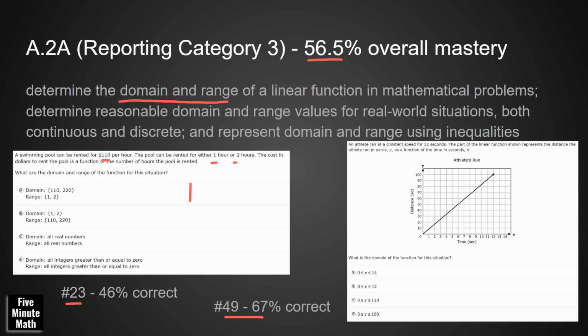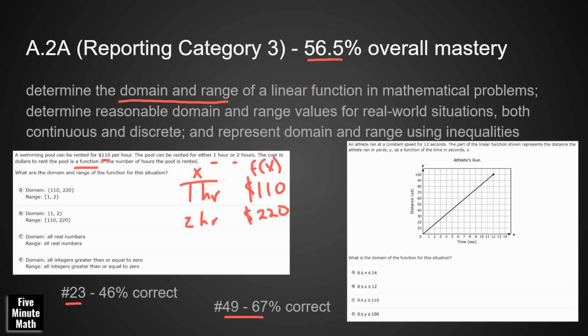Okay, so 1 hour, that's 110 bucks. 2 hours, it's 220 bucks. That's it. They give us the cost. It's either 1 hour, it's either 2 hours. Now, the cost in dollars to rent the pool is a function of the number of hours. Okay, so when you say the cost in dollars is a function of, that means that's the f of x. The number of hours the pool is rented, that's your x.